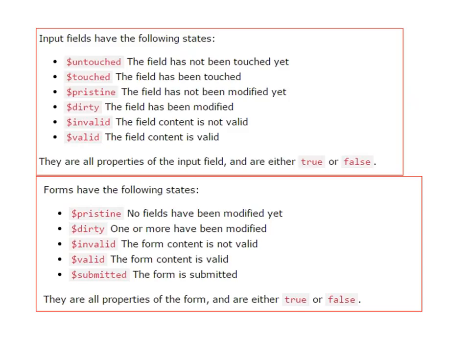So input fields and forms, these two have inbuilt properties to check the validation. So untouched means the field has not been touched yet.